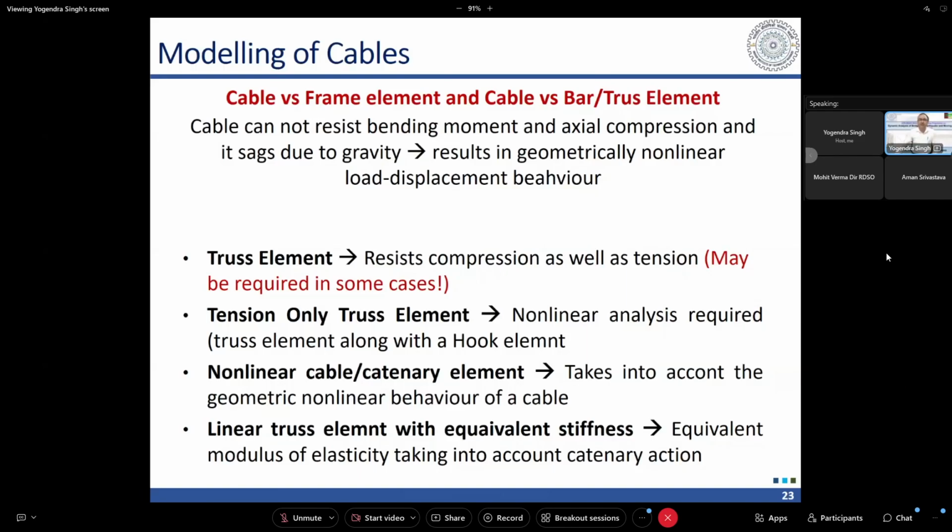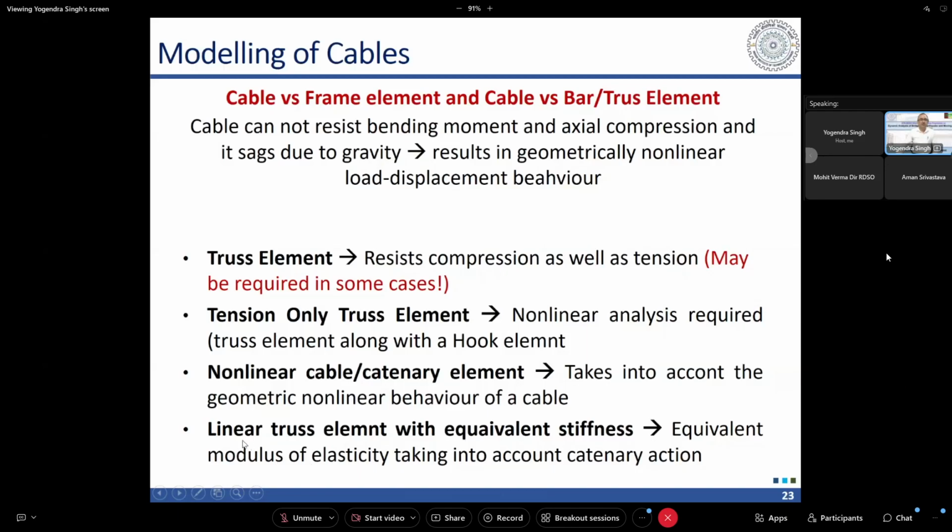Generally, if the cable length is more than 150 meters, then the catenary action will be very significant. In case of smaller cables, for example, if we have an extradosed bridge where the length of the cable is not that large, in that case we can ignore this catenary effect, or we can take this catenary effect into account approximately using an equivalent stiffness.